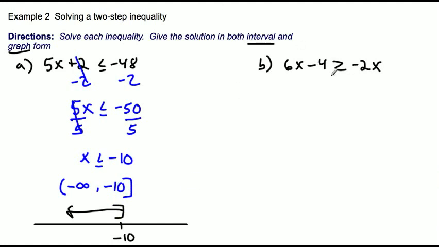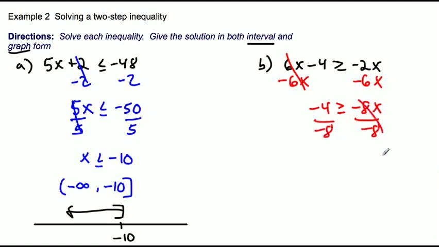All right, let's go over here, and I'm going to move the 6 over there, so I'm going to subtract 6x from both sides. So I get negative 4 is greater than or equal to negative 8x. And if I want to solve for x here, I'm going to divide by negative 8. So I get negative 4 divided by negative 8, which is a half. Just remember, because I just divided by a negative, I had to flip the inequality.